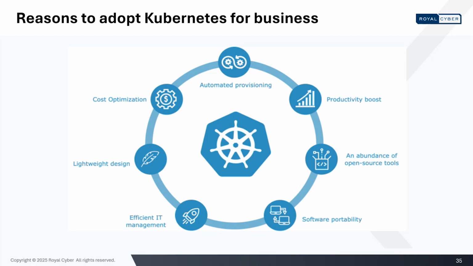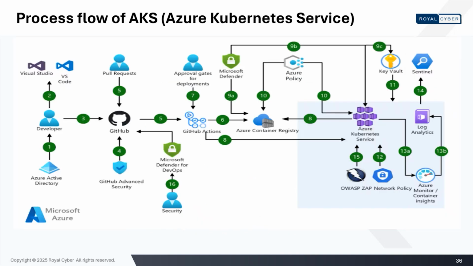And last but not least is cost optimization. AKS offers pay-as-you-go pricing and auto scaling to ensure you only pay for what you use. So these are the reasons to adopt the AKS. Next, we come to the process flow of AKS.